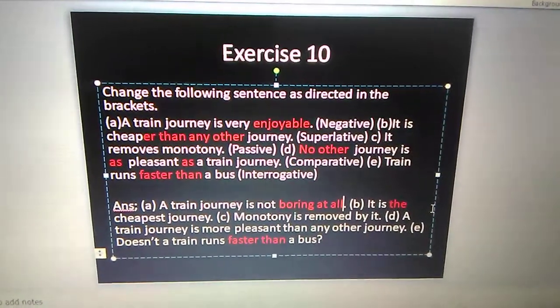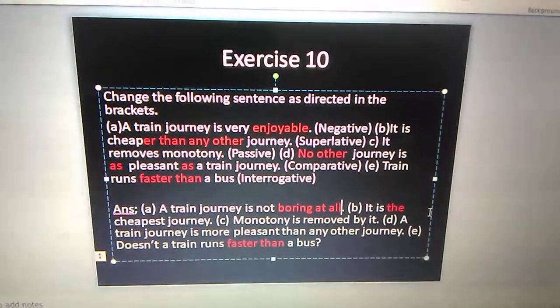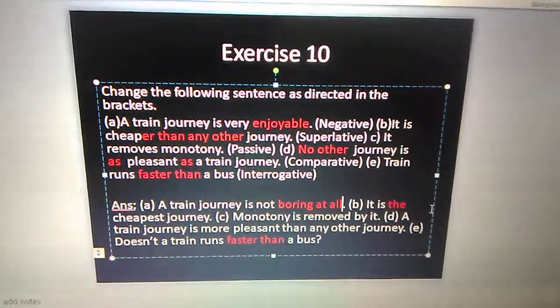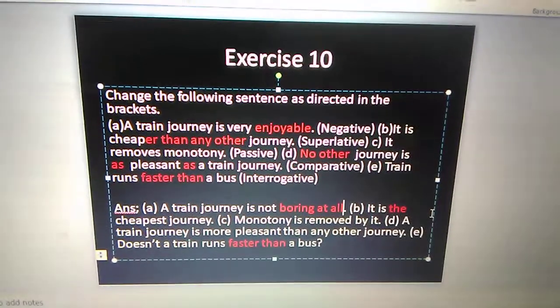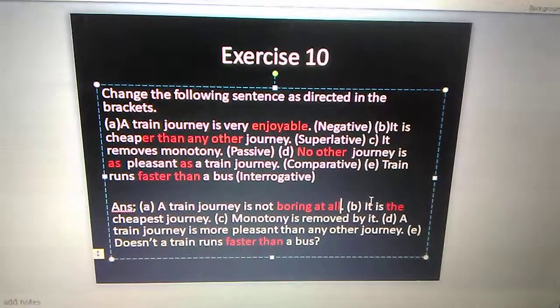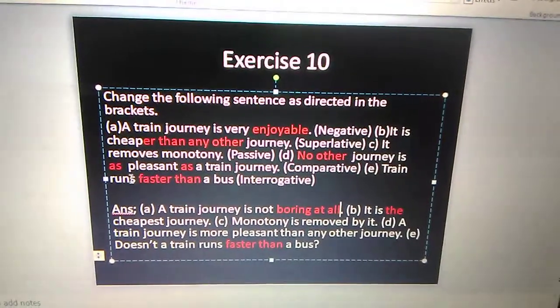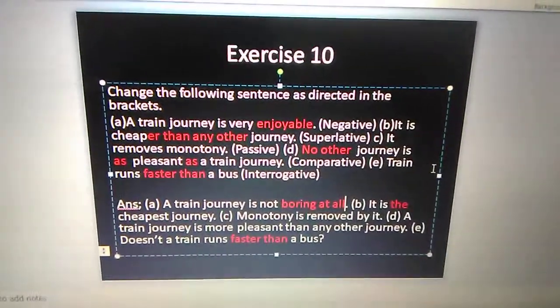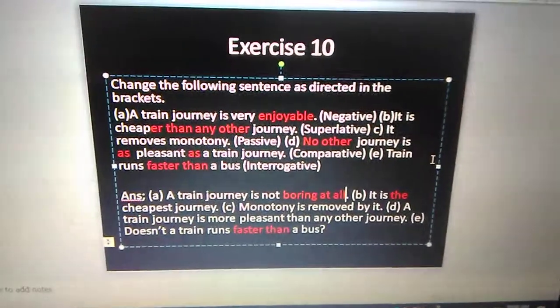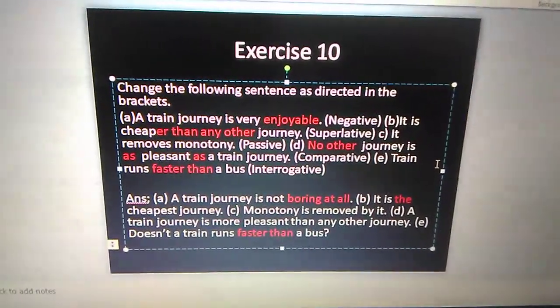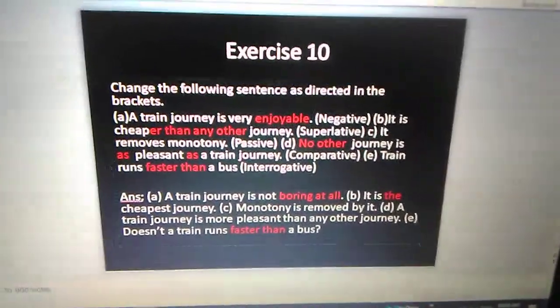A train runs faster than a bus, interrogative. Doesn't. So it is the affirmative sentence, so it will be the negative interrogative. Doesn't a train run faster than a bus? Let's go for next exercise.